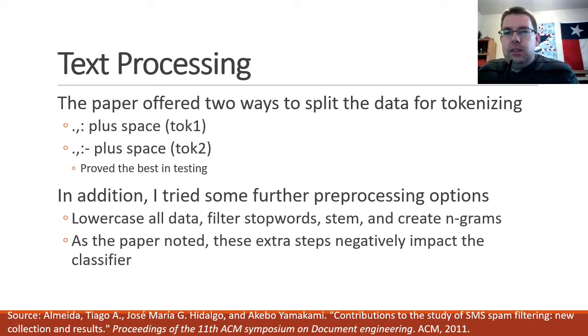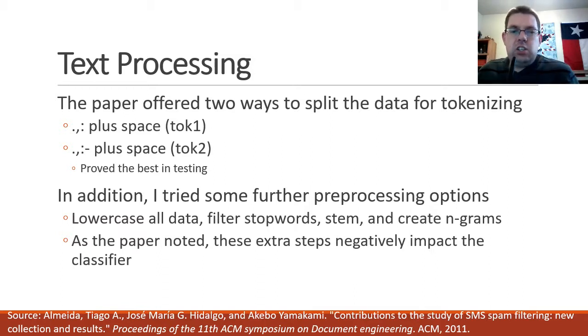Now, having done the text preprocessing in code, I brought it into RapidMiner. The paper talked about two ways to tokenize the data to turn it into numerical values that the machine learning algorithms could use. The first is the space character plus period, comma, and colon. And the second set of token characters are those 4 plus dash. And it's actually that second one that, at least among the top algorithms, proved to be the best.